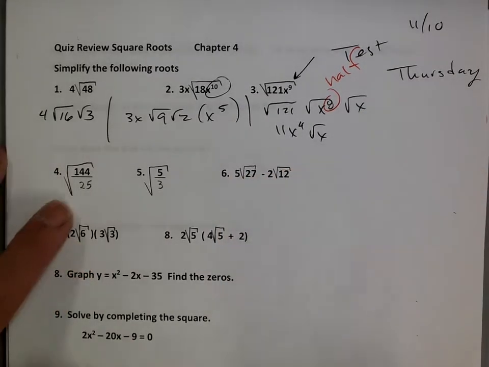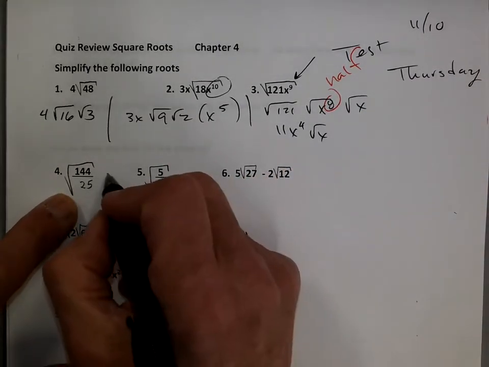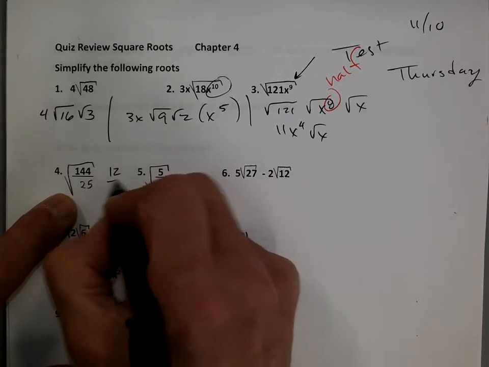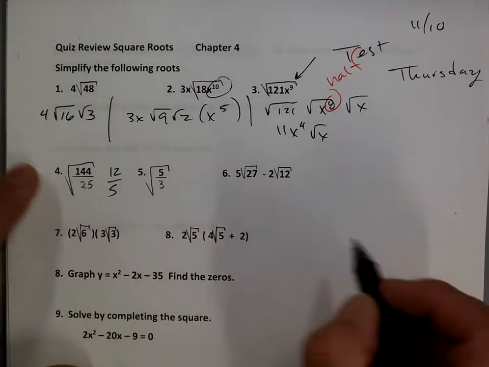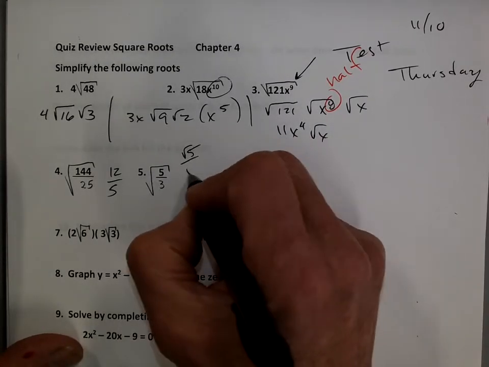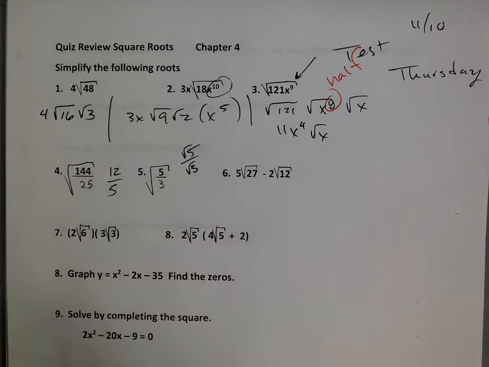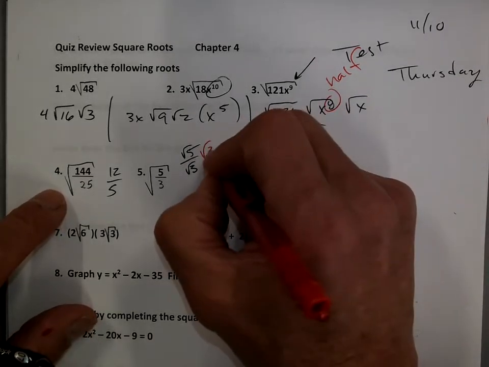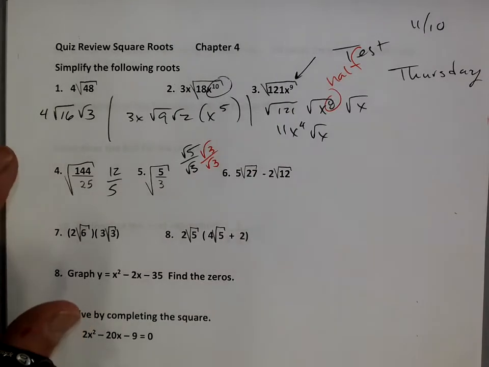Number 4, pretty easy. It's just going to be the square root of 144, which is 12, over the square root of 25, which is 5. Number 5, the problem with 5 is that you've got the square root of 5 over the square root of 3. You can't have a square root in the denominator, so you're going to fix the problem by multiplying by square root of 3 over square root of 3, and I'll let you do that.